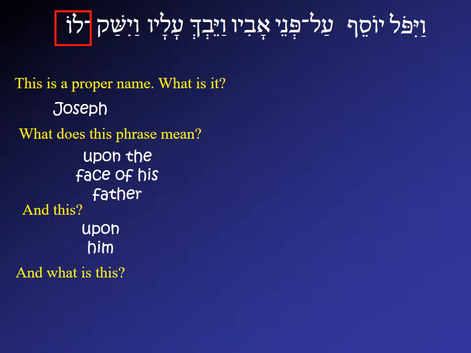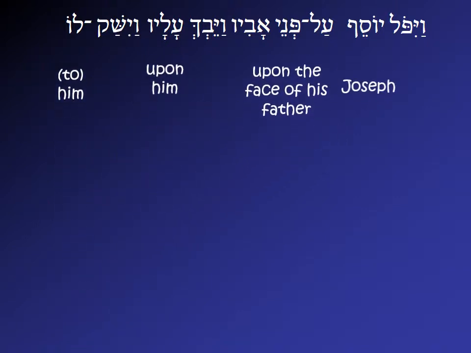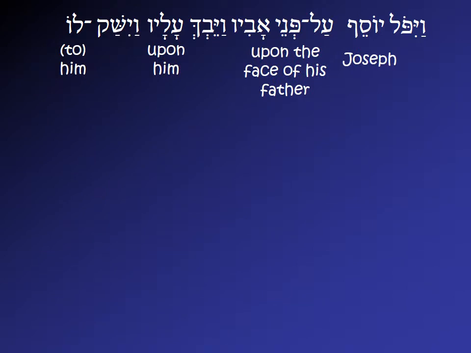And then finally, lo. Frequently lo means to him. In this case, lo is marking the direct object of a verb. So this is a new use of the lamed prefix which we have not previously seen, marking the direct object. Sometimes we expect et. Here we have lamed. So if we put these into place, this is where we are before we really get started.